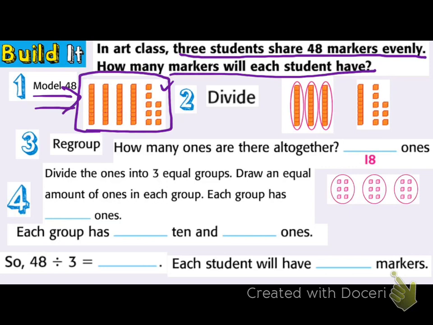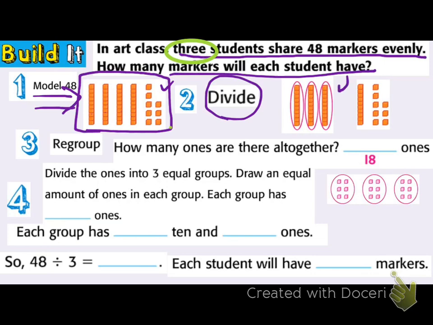After we model, we need to put it into groups. The problem tells us that we have students in our class. We actually have 3 equal groups, 3 kids who need those 48 markers. So we're going to make those 3 groups. So step 1, we modeled, we drew our 48. Step 2, let's put 48 into 3 equal groups.